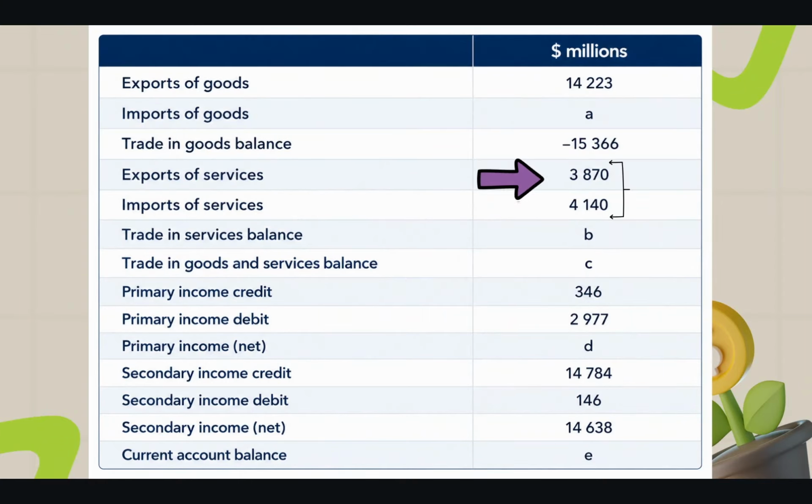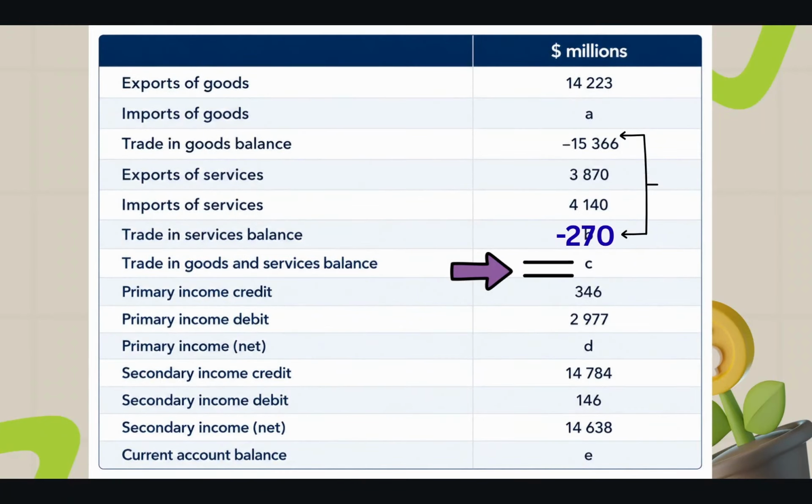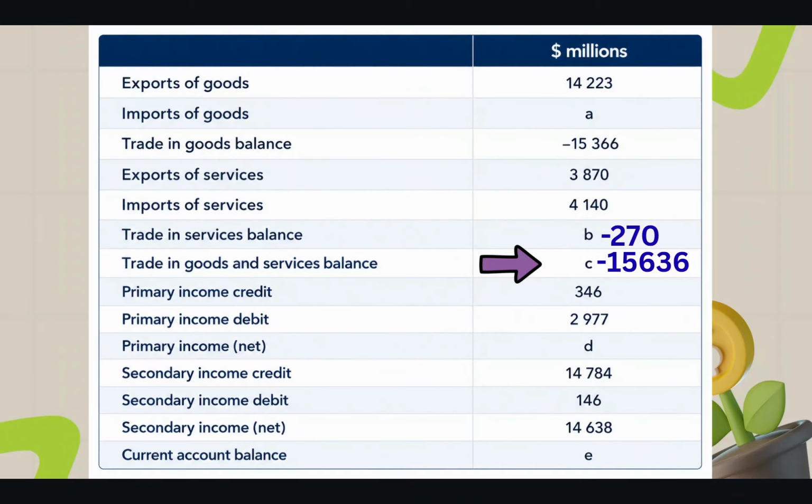Exports of services minus the imports of services will give us the trade in services balance. Minus 270, that's the 3,870 minus the 4,140. If we take the trade in goods balance plus the trade in services balance, that will give us the trade in goods and services balance. And this value is minus 15,636 deficit.